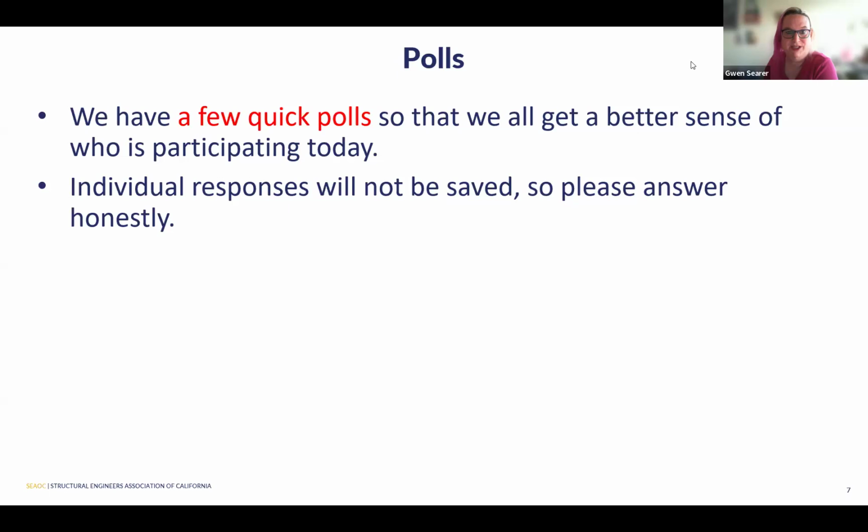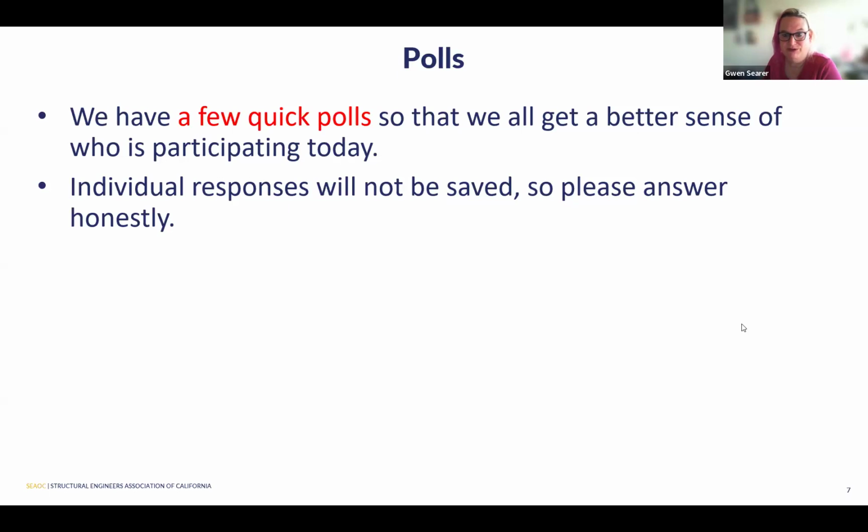Okay, looks like most everyone has answered. It should have popped up on your screen. 41 of 46 have answered. So I'm going to end the poll and share the results. We have roughly 12% building officials, 10% plan checkers, 68% practicing engineers, and 10% other.